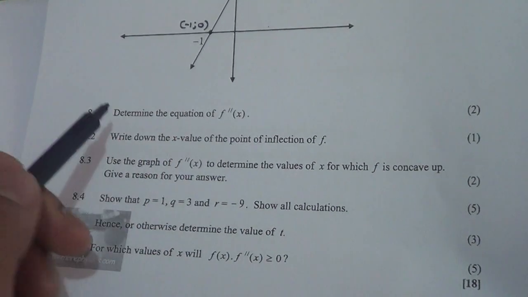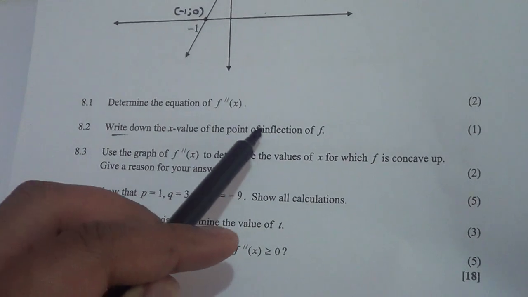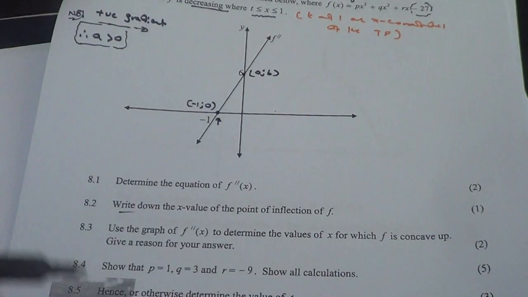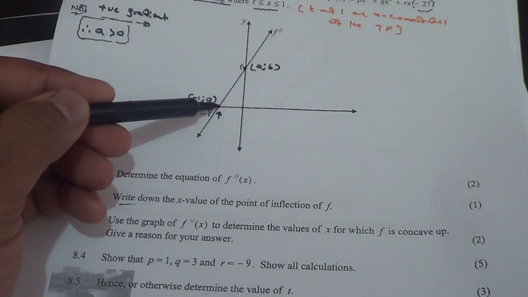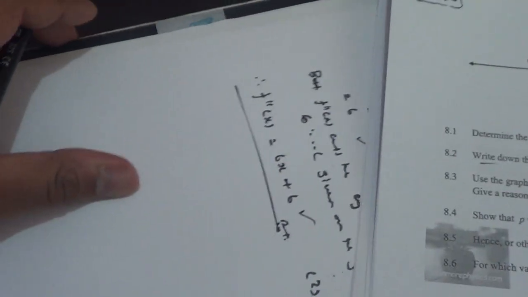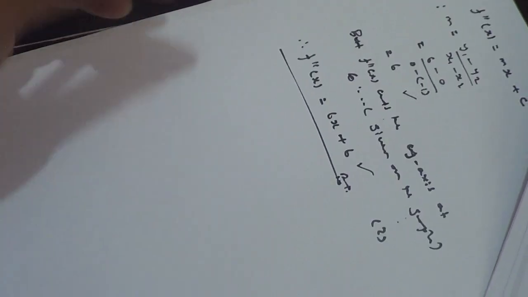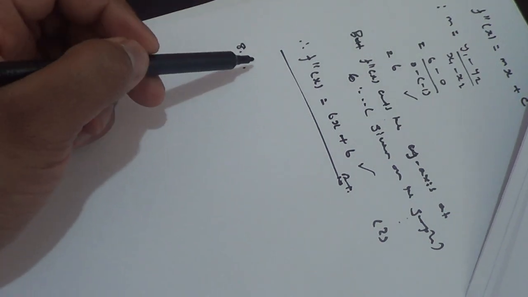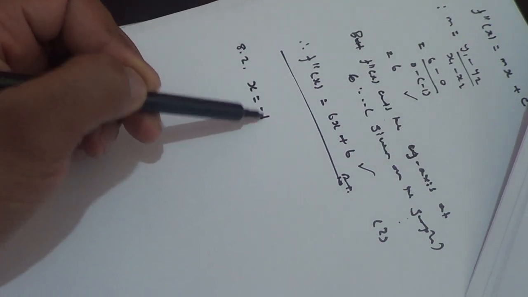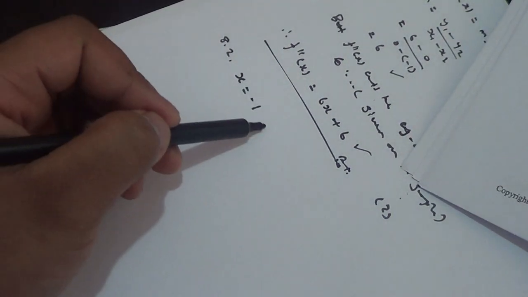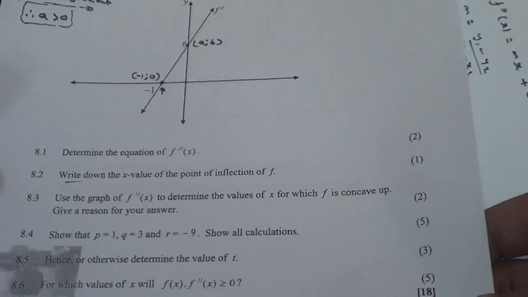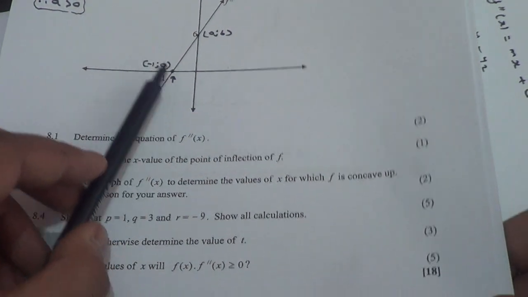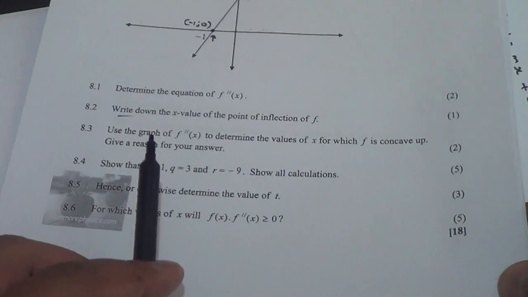Write down. Again, they're saying just write down the x value of the point of inflection of f. Wonderful. What do you know that? It is that point over there. Why? It's the x-intercept of the second derivative function. We know that it is so. So 8.2, we know that x is equal to minus 1. They said write down, so no need to put any explanations. But again, from revising that cubic function, you would know that certain things are nicely stated there.